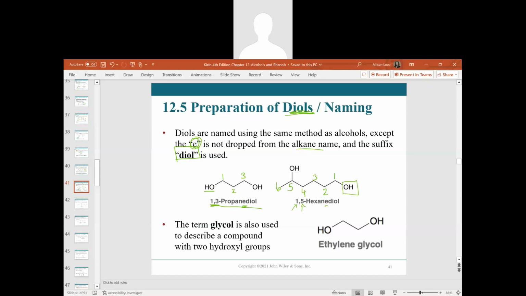There are some common names that can be used, specifically ethylene glycol, which is a 2-carbon diol, and propylene glycol as well. These are accepted by IUPAC, and you might see these used interchangeably. They're common names rather than IUPAC names for diols. So glycol means 2 hydroxyl functional groups.